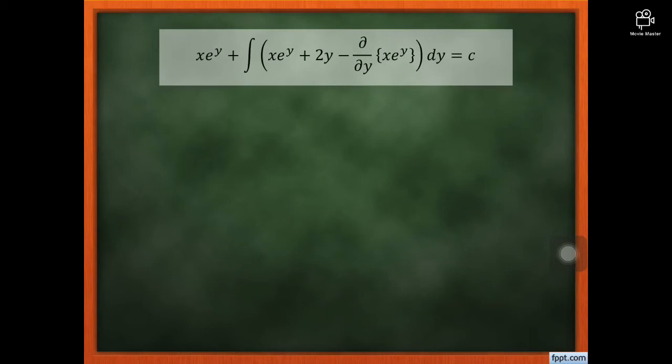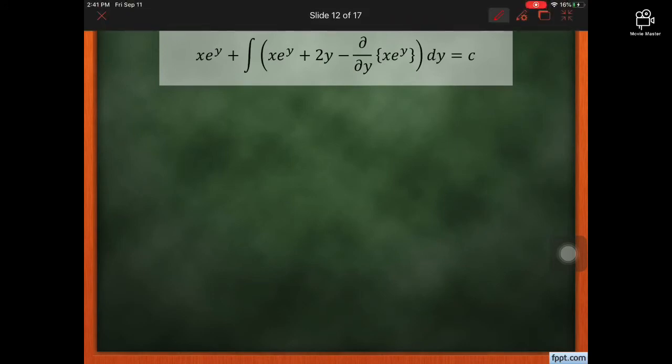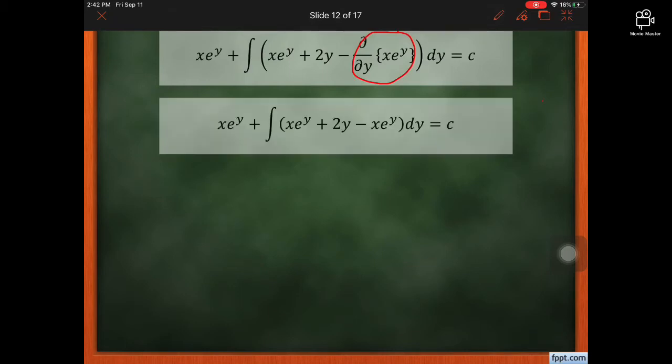So the next step, after solving for the integral, we may now proceed in deriving the x e raised to y with respect to y. So in here, we are going to derive with respect to y. So now we treat the x as constant, as is. So we are just going to derive the e raised to y. So deriving the x e raised to y, that gives us still e raised to y.